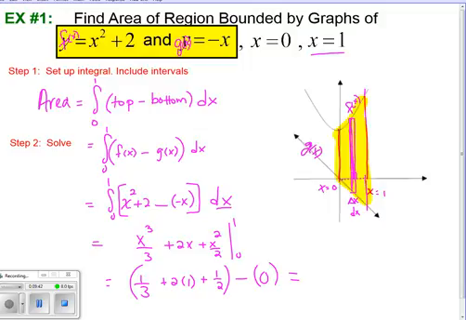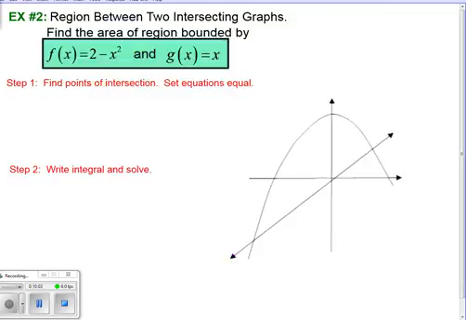So I pick up an answer of, let's see, it'd be 2 plus 12 plus 3. I'm changing them all to sixths is what I was doing there. And that's going to give me 17 sixths. And that's the area under the curve. Try problem number 2.